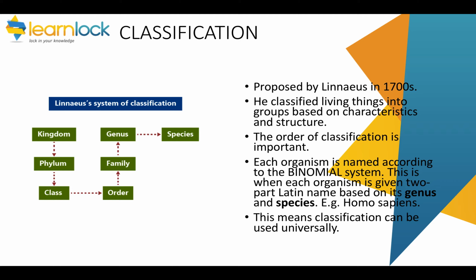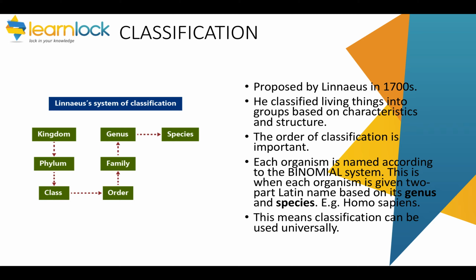Okay, moving on to classification. So classification is a way in which we group all the living things around the world. There's so many of them, we need to put them into a system. And this one was proposed by Carl Linnaeus in 1700. And he based it on the characteristics of different organisms and their structure. So every living thing belongs to one of 5 kingdoms, which can then be subdivided into phylum, then a class, then an order, then a family, and then finally a genus and a species.